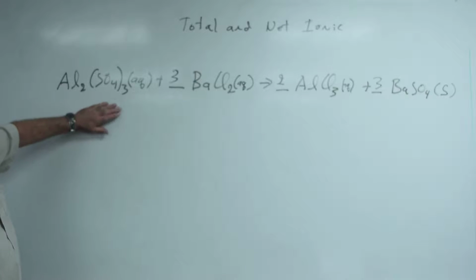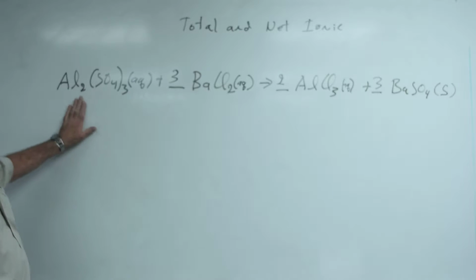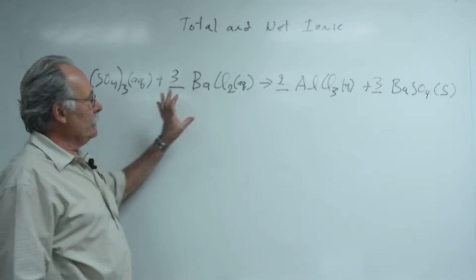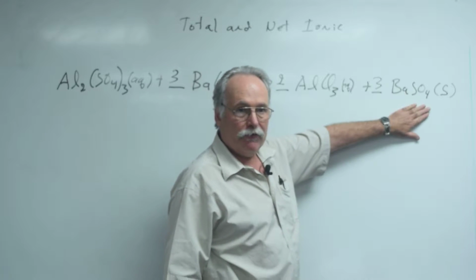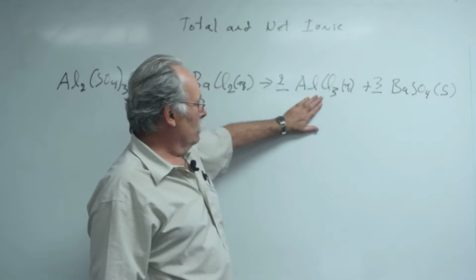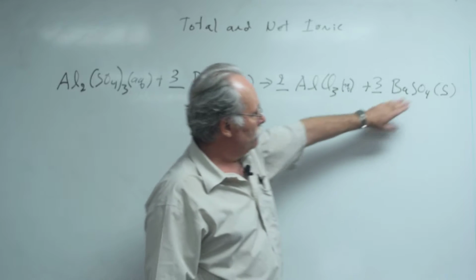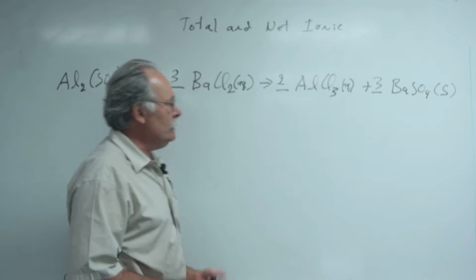Now we want to identify the total and net ionic equation for this double displacement reaction where aluminum sulfate and barium chloride swap partners and form aluminum chloride and barium sulfate. Okay? We notice that the aluminum chloride is an aqueous solution and the barium sulfate is a solid.